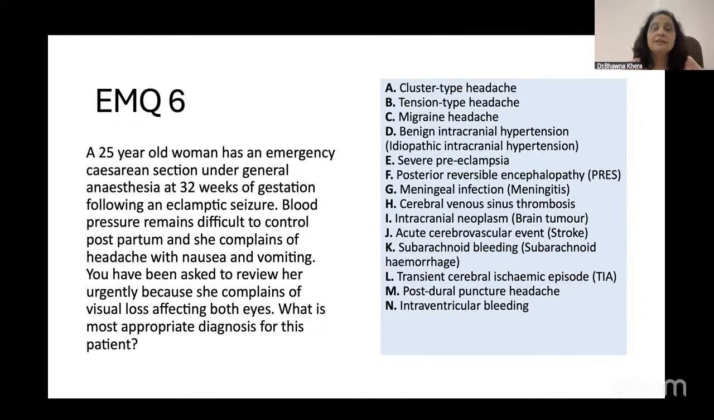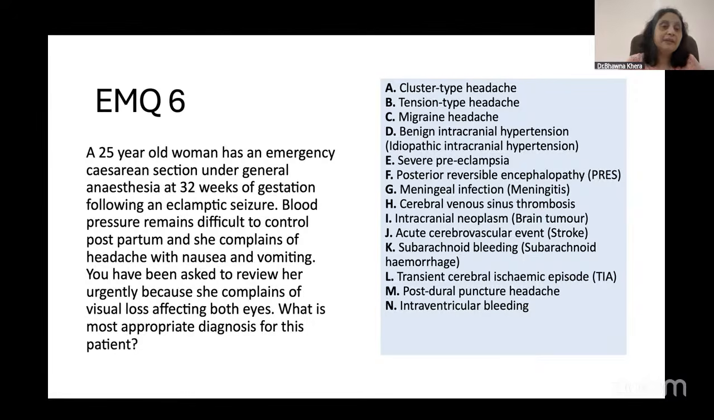A 25-year-old woman has an emergency cesarean section under general anesthesia at 32 weeks of gestation following an eclamptic seizure. Blood pressure remains difficult to control postpartum and she complains of headache with nausea and vomiting. You have been asked to review her urgently because she complains of visual loss affecting both eyes. What is the most appropriate diagnosis for this patient?